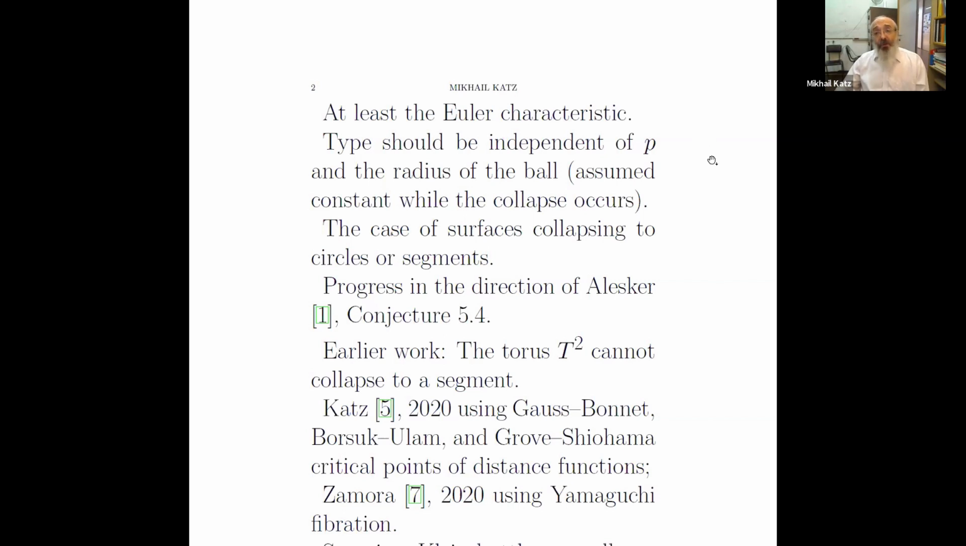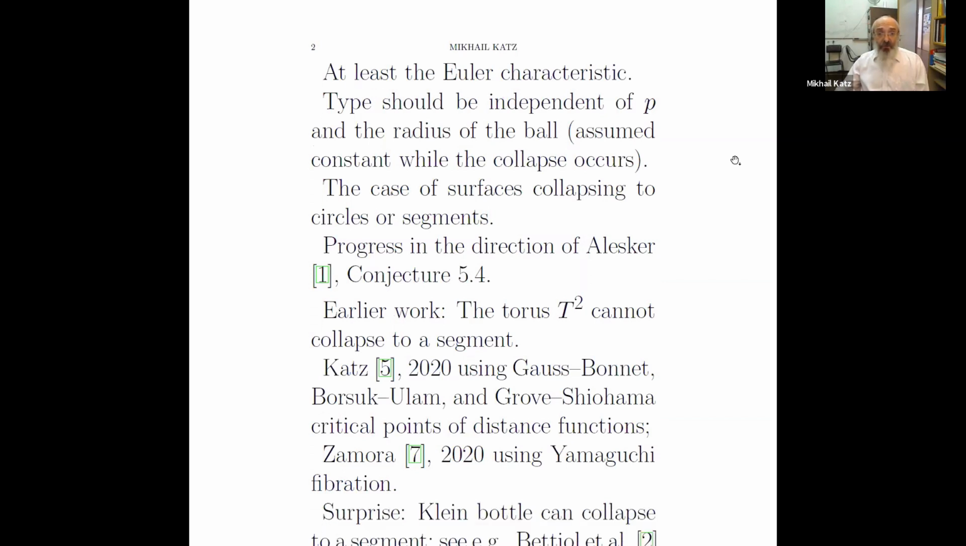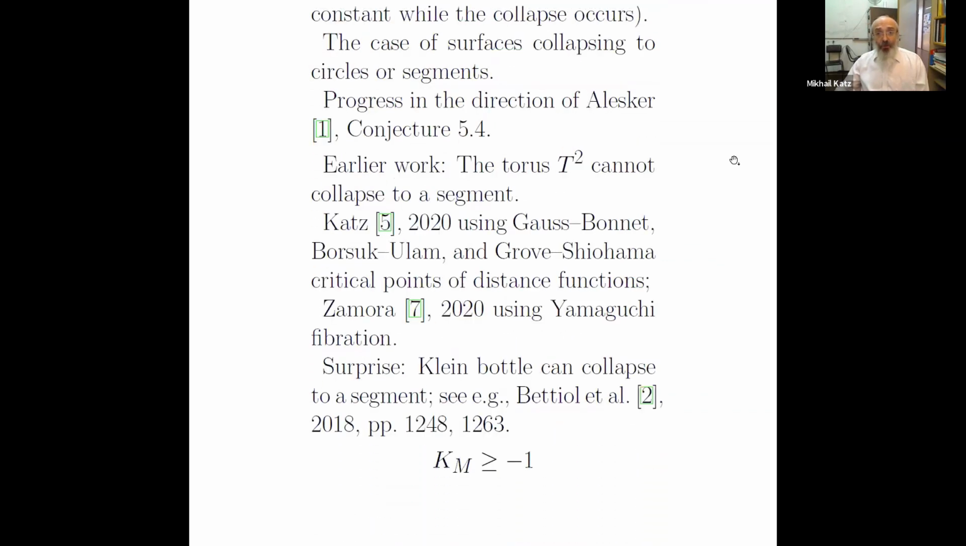So we will talk about the case of surfaces collapsing to a one-dimensional complex, which could be either a circle or a segment. And the results that I'm going to talk about are certain progress in the direction of a conjecture of Olesker's that appears in a paper of his from 3 years ago. And so let me first of all talk about some earlier work.